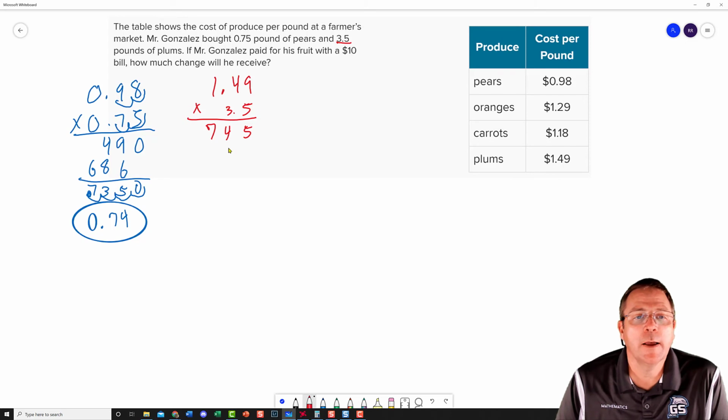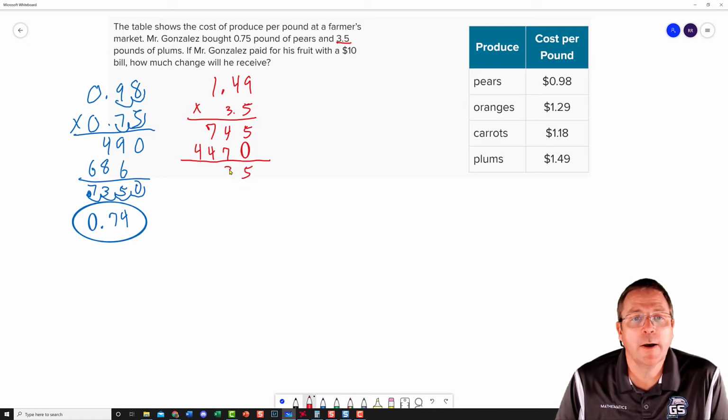3 times 9, that's going to give me 27, came over one space for it. 3 times 4 is 12, plus a 2 from the 27 is 14. 3 times 1 is 3, plus a 1 from the 14 is going to give me a 4. Annexing a 0 here might help make adding a little bit easier, and add them up.